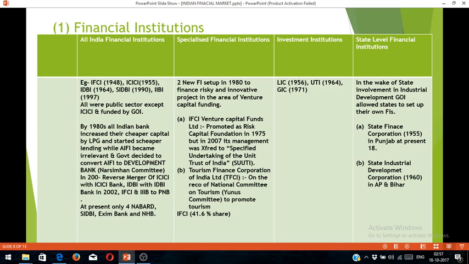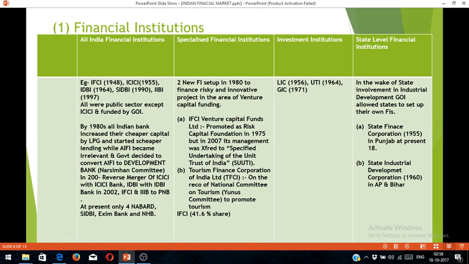What is venture capital? I will talk about it later. So these 2 new financial institutions were IFCI Venture Capital Funds Limited and Tourism Finance Corporation of India Limited, TFCI. The purpose of IFCI Venture Capital Funds Limited was to promote risk capital. This IFCI started as the Risk Capital Foundation in 1978, but in 2007, just after 29 years, the management of IFCI Venture Capital was transferred to a specified undertaking of the Unit Trust of India, that is called SUUTI. So nowadays SUUTI is taking over the management of all IFCI venture capital, and now they are financing particular risky and innovative projects.